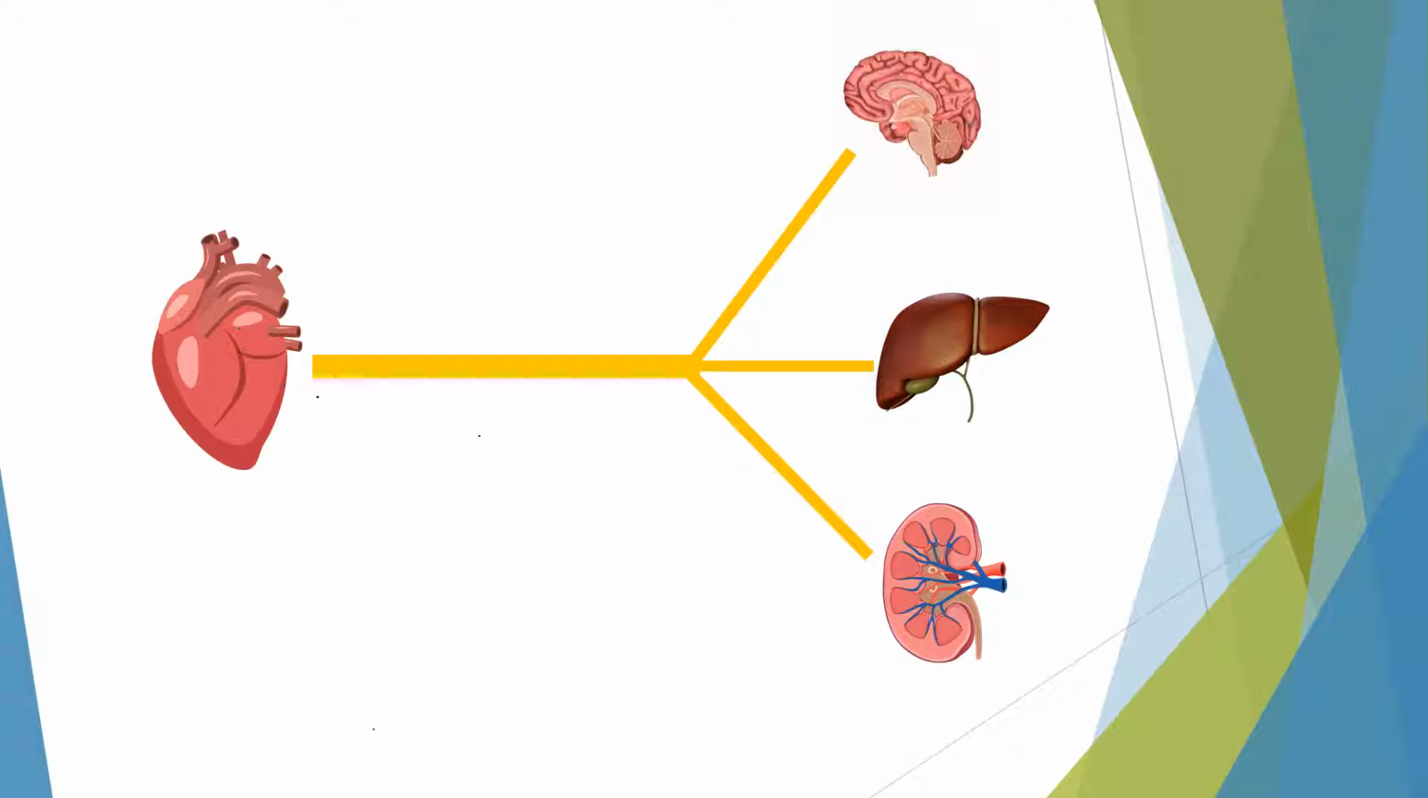Before we get to the vasopressors, let's talk a little bit about the different receptors that are located in our body. From our heart, we will perfuse these vital organs. Here I have included the brain, the liver, and the kidney. Peripherally on our vasculature, you have alpha-1 receptors.